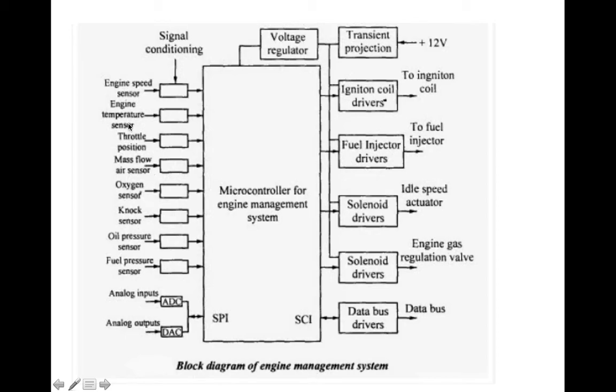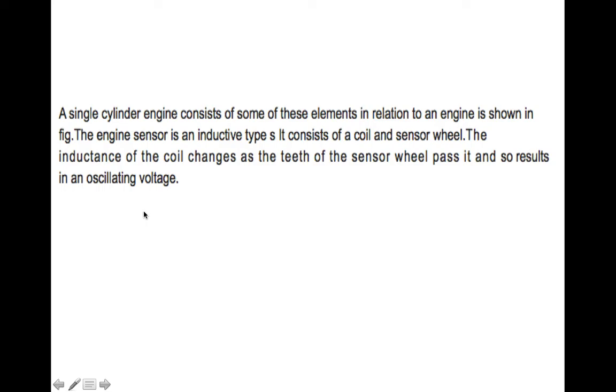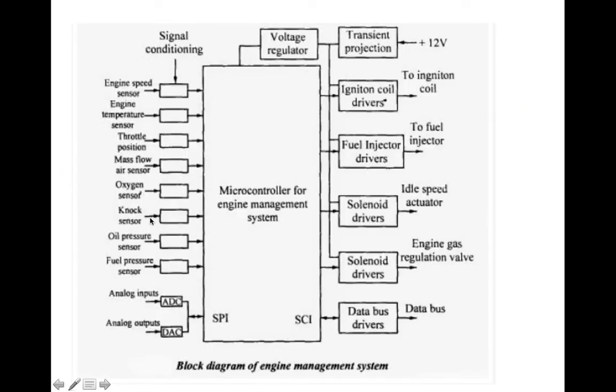This left part consists of a signal conditioning system. The signal conditioning system consists of a lot of sensors. First one is an engine sensor. Next are the engine temperature sensor, throttle position sensor, mass airflow sensor, oxygen sensor, NOx sensor, oil pressure sensor, and fuel pressure sensor. Then there are the two converters, analog inputs and analog outputs.